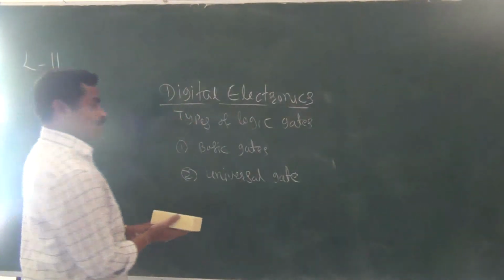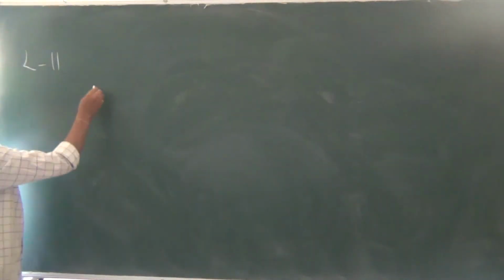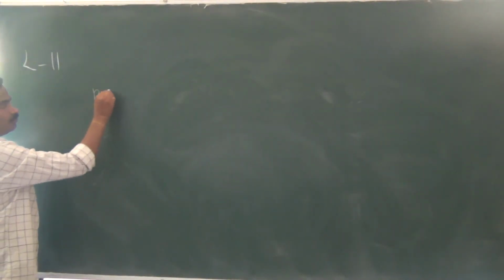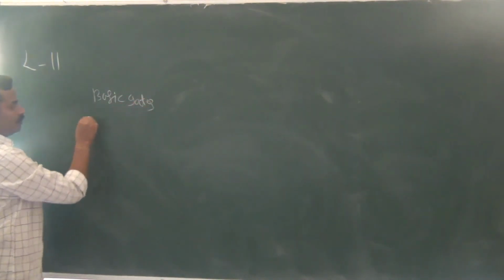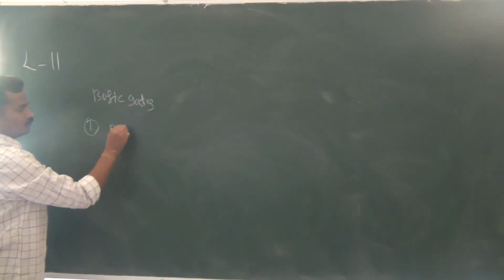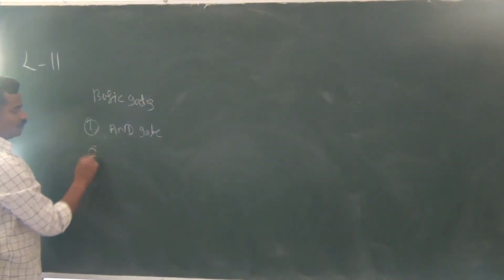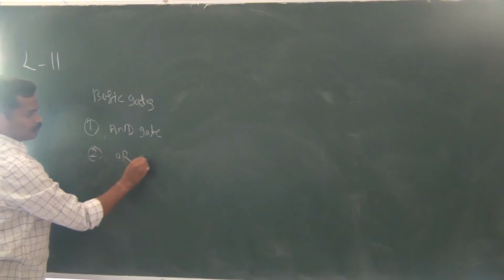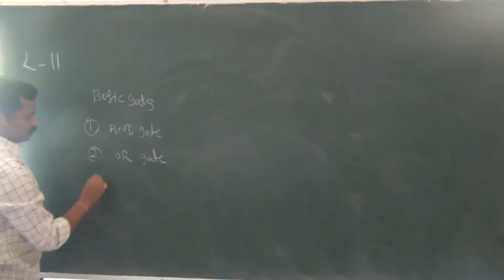First we go for the basic gates. What are basic gates? Look here, you study three important basic gates. The first is the AND gate, the second is the OR gate, and the third is the NOT gate.